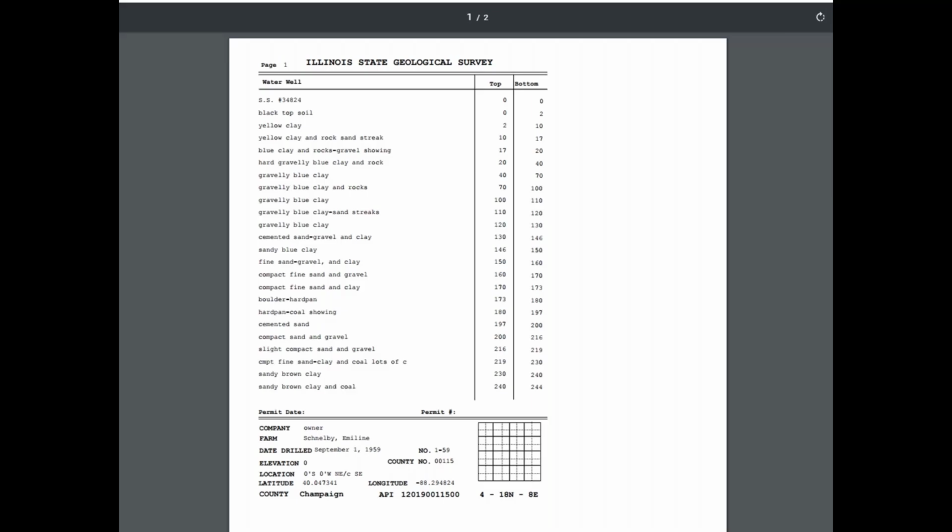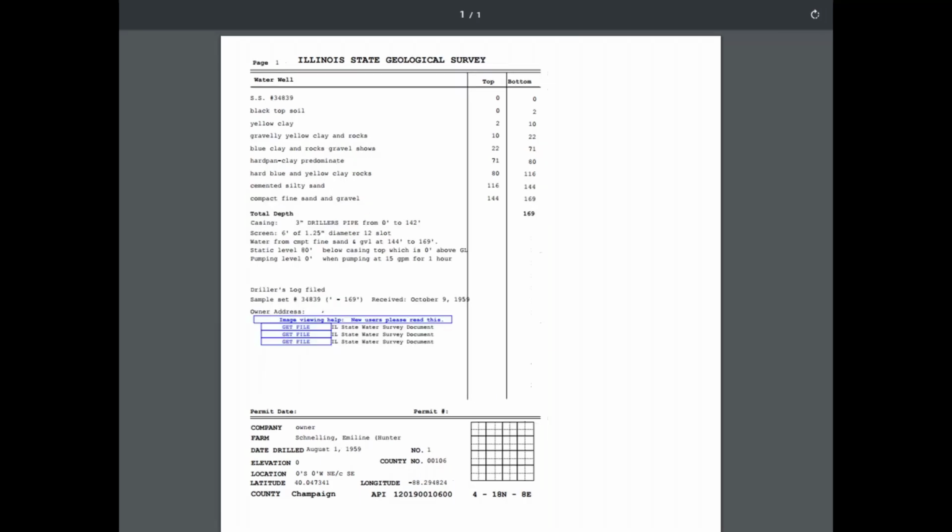An actual log, like the ones we looked at earlier, has more information on it. And what typically happens is we'll look in here to see if there is a log. And if there is, then we go find the one that was submitted by the driller with all the pump information and all that. And then that's what we usually give to a well owner.